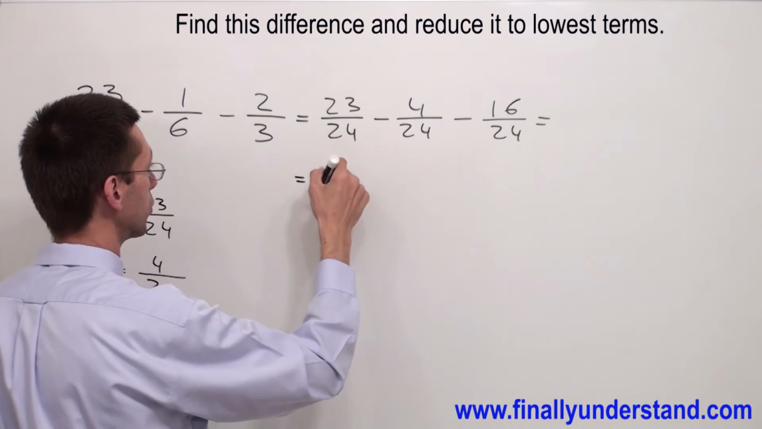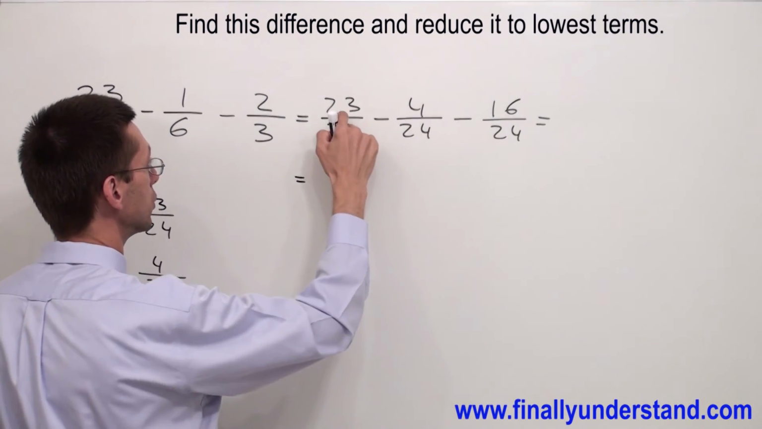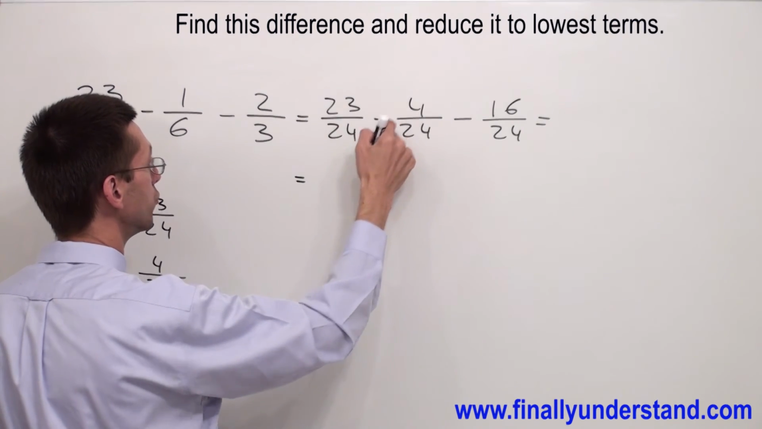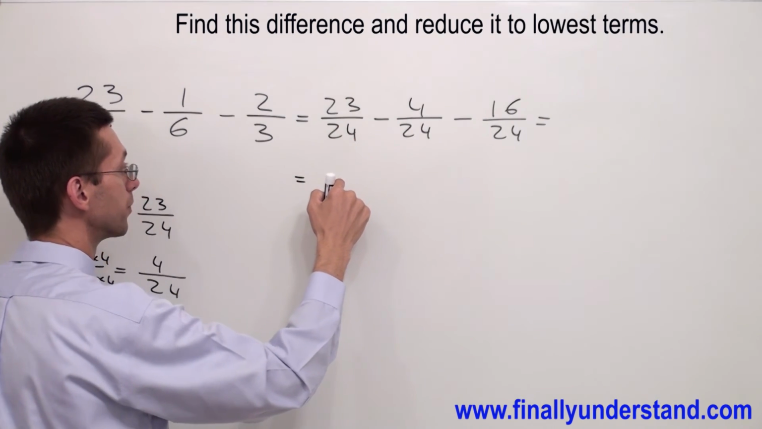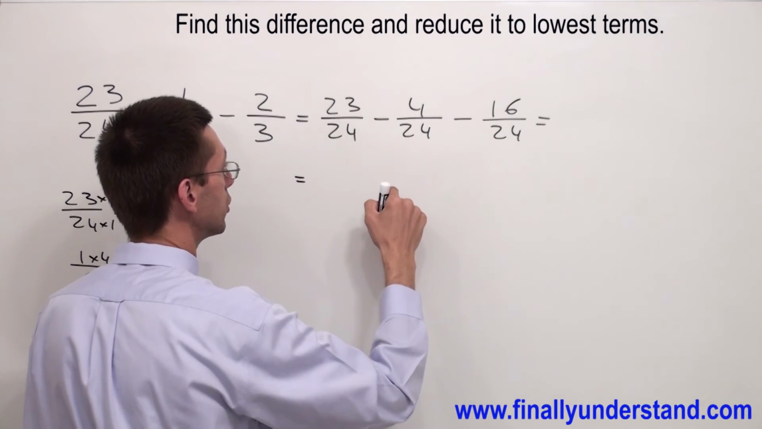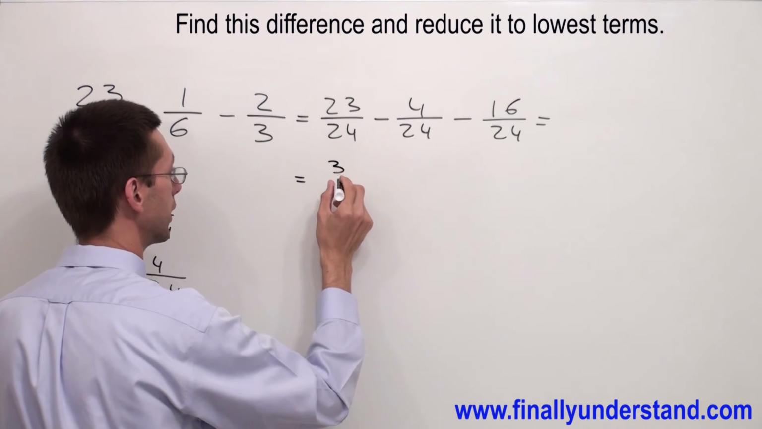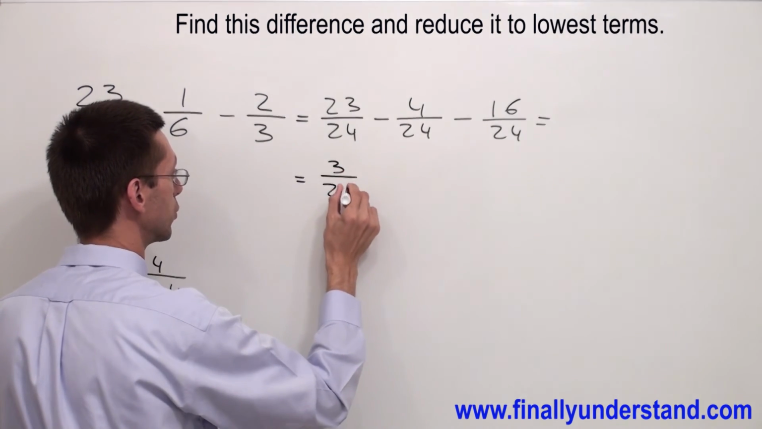Now, as I said before, we have to perform the operation from the left side to the right side. 23 minus 4 is 19. 19 minus 16 is 3. So that's why my answer is 3 over 24.